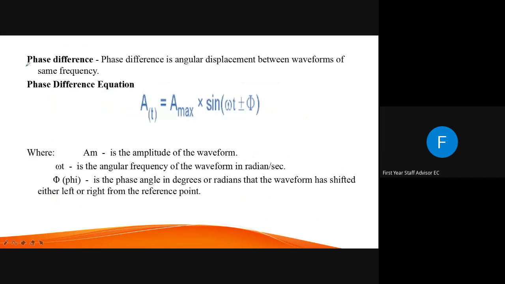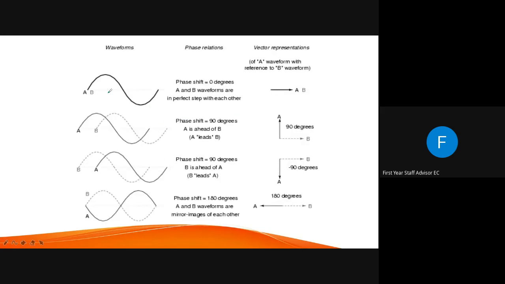Now we will learn another term, phase difference. Phase difference means when there are two waveforms. For example, whenever we are analyzing an AC waveform, we have to analyze with the help of voltage and current. So normally when we are analyzing, there will be two quantities, voltage and current. So we have to analyze waveforms of both voltage and current.